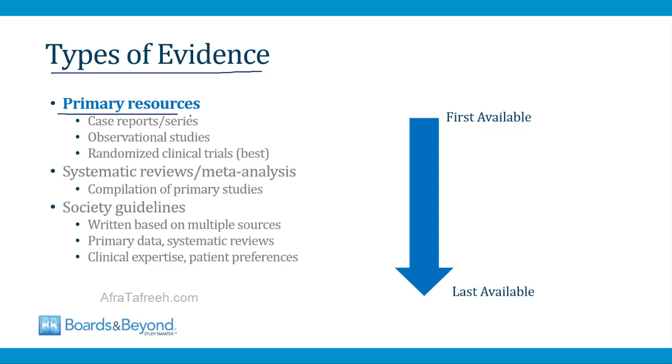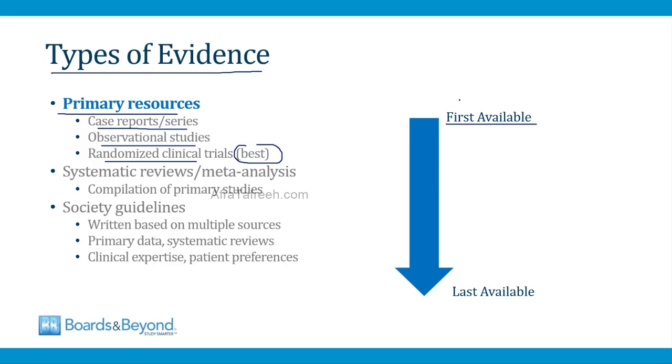Primary resources are generally the first available pieces of evidence about a clinical problem, like whether or not a drug works, or whether a diagnostic test works, or whether an exposure is associated with disease. Primary resources include things like case reports and case series, or observational studies like cohort and case control studies, or randomized clinical trials about new drugs and new treatments. And in general, randomized clinical trials tend to be the best evidence that we have. They're usually the strongest and most reliable type of evidence that a particular intervention works for patients.